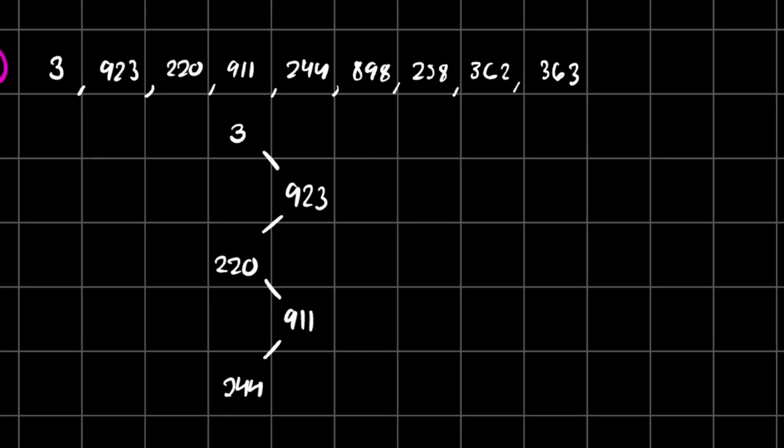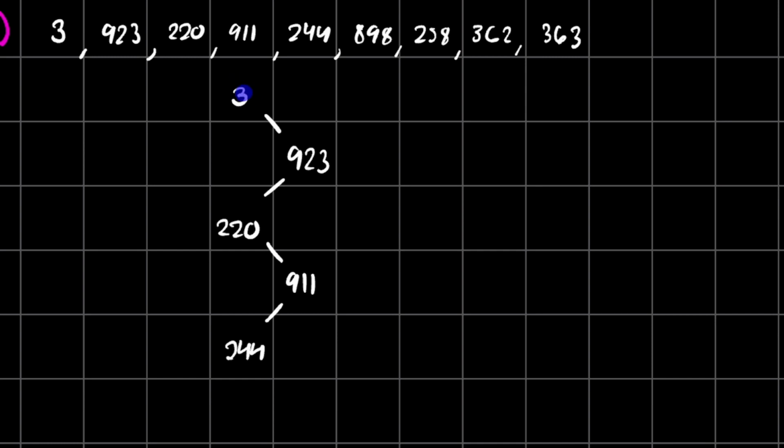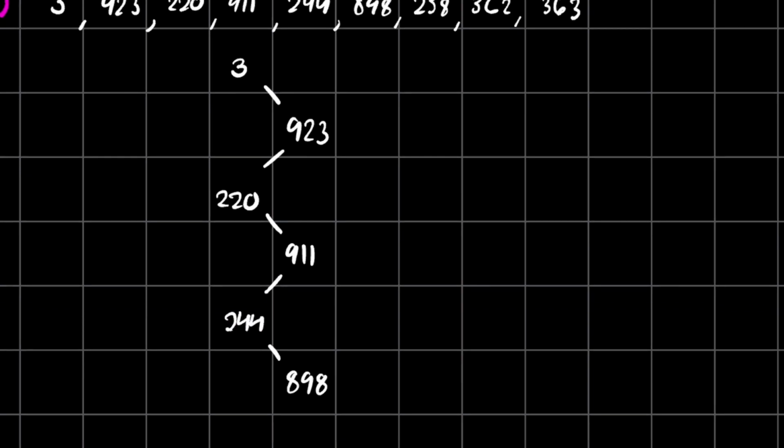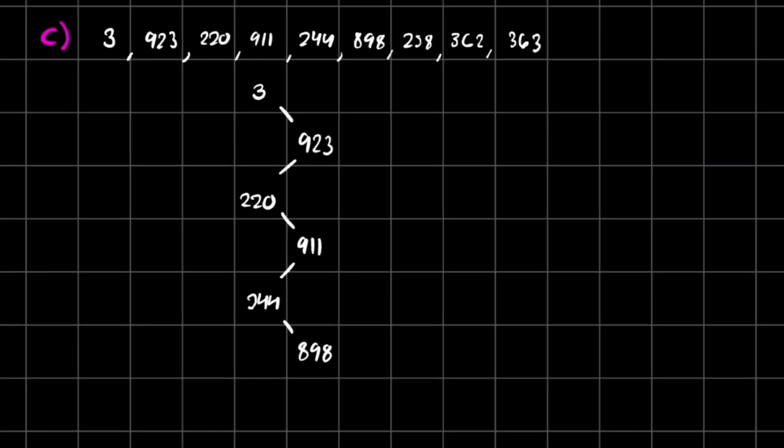Right? Then 898, bigger, lower, so left. This one is going to be bigger, so to the right. 911 going to be lower, to the left. 244 is bigger, so 898 goes over here. 258 is basically going to do the same thing. 923 is going to go to the left as we check for this one. 258 left of here. This is going to go to a right, so through here.